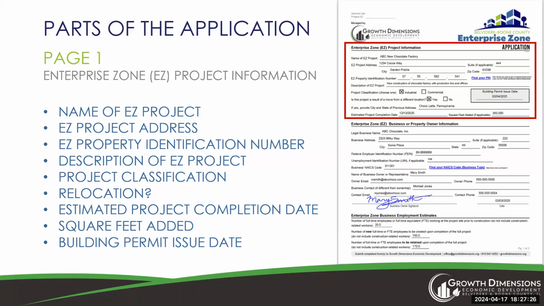The description of the Enterprise Zone project reflects the scope of work occurring on a project. For instance, if we continue to use ABC's chocolate factory, it could be described as new construction of chocolate factory with production line and offices. The project classification tells whether the project is for industrial purposes or commercial.